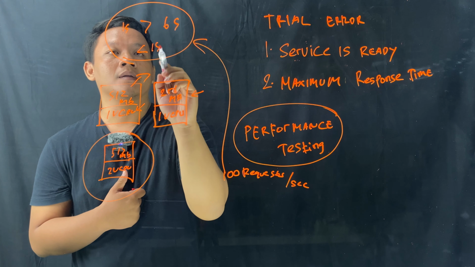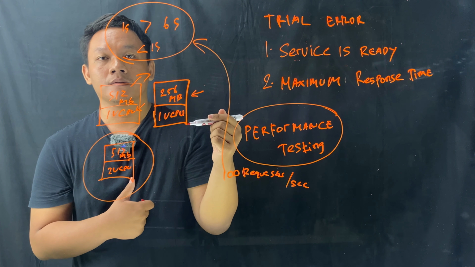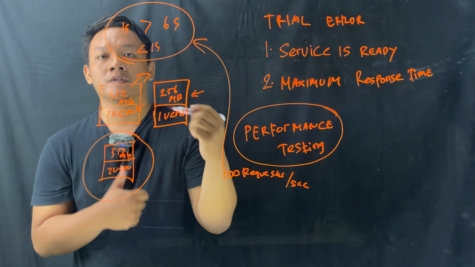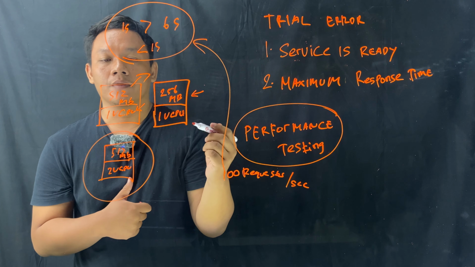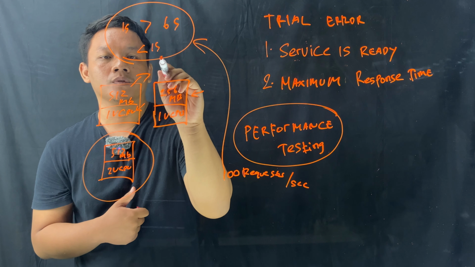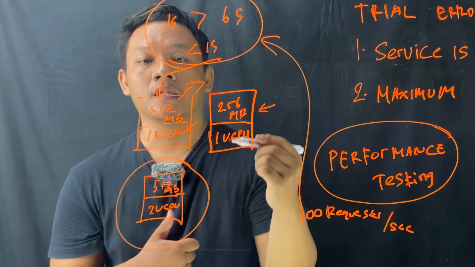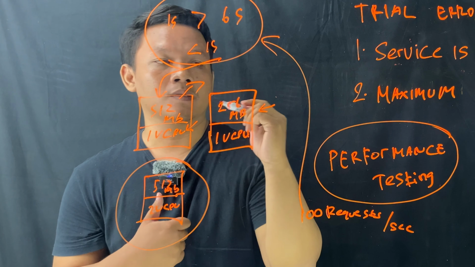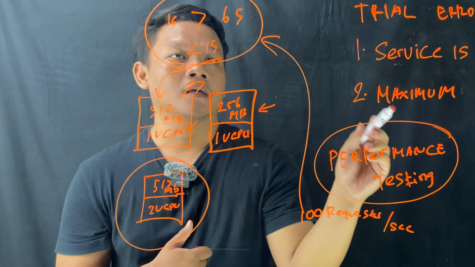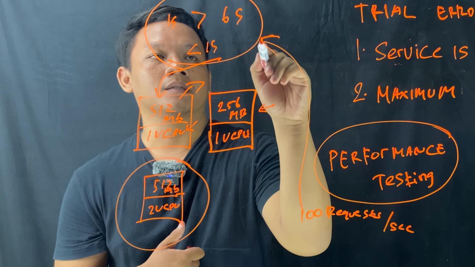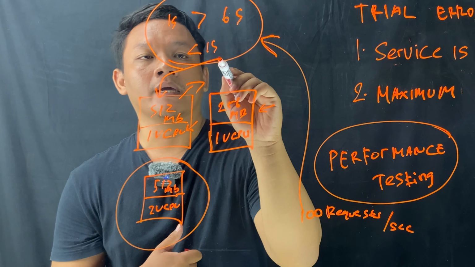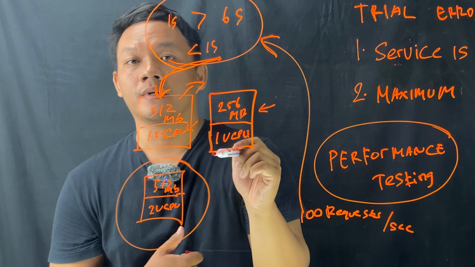But if the average response time is still more than 1 second, that means it's not enough. We have to redo this part. We have to scale the CPU, or the memory if it's not up and running. So that's why we need performance testing to get the average latency time, and then we can decide whether to scale or whether it's enough or not.